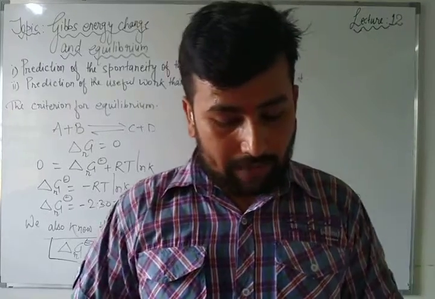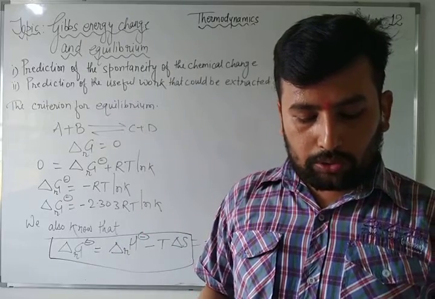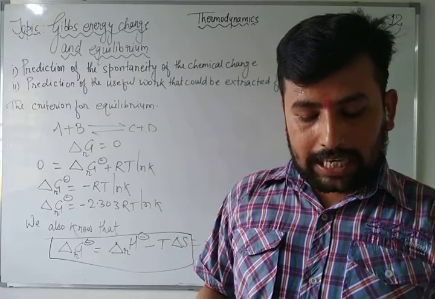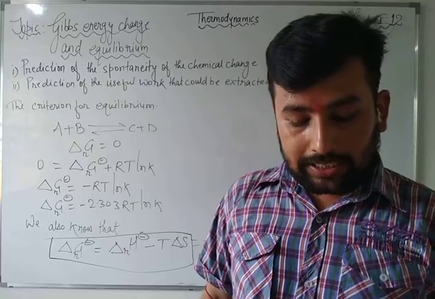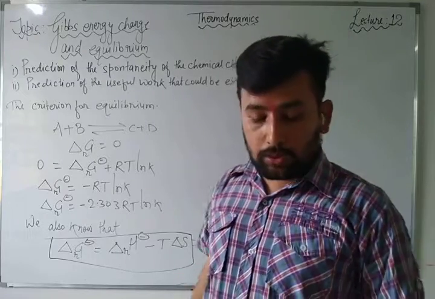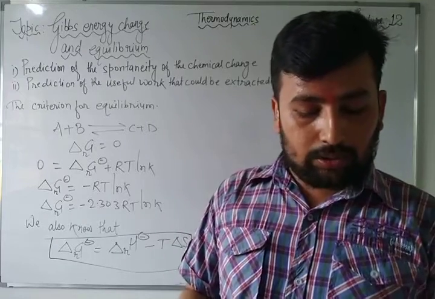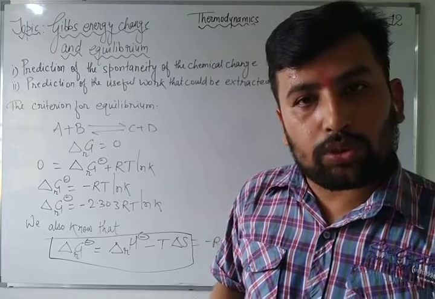And we are just putting the value of R, 8.314 joule per Kelvin per mole, and temperature is 298 Kelvin, and log of 2.47 into 10 to the power minus 29. So the right answer will be 163 kilojoule per mole.